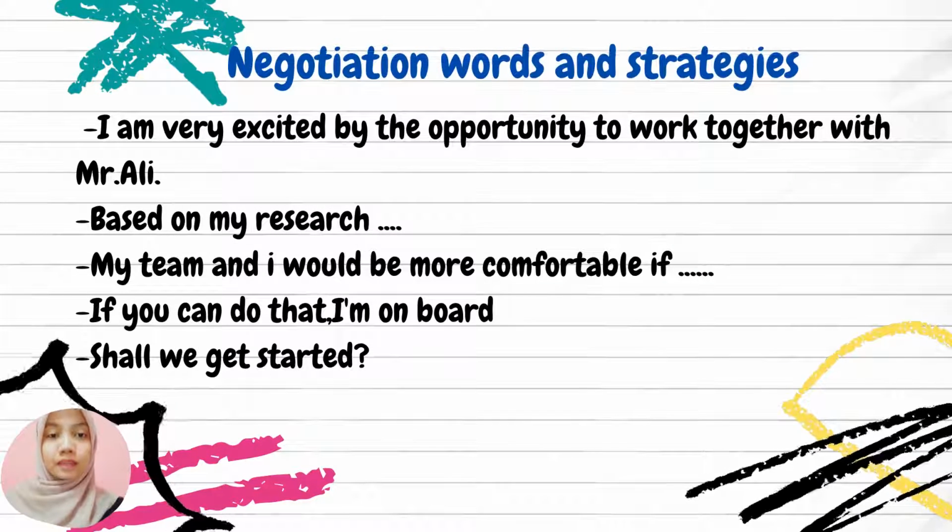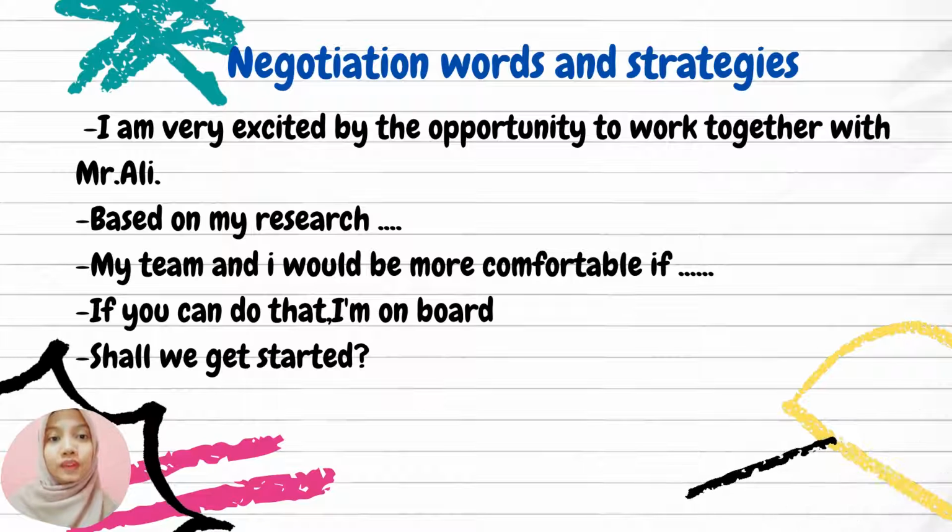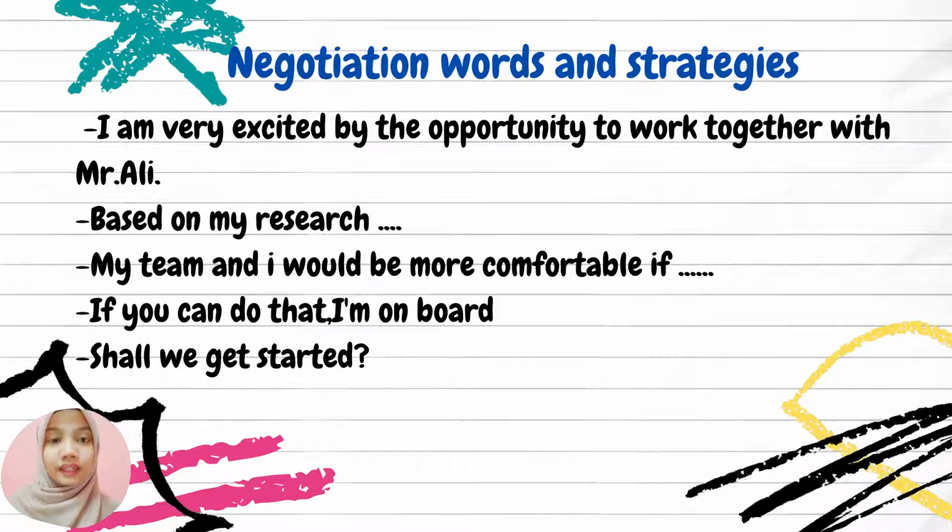Next, these are some examples of negotiation words that we can use in our discussion. The first one is, I am very excited by the opportunity to work together with Mr. Ali. Second, based on my research. Third one, my team and I will be more comfortable if, then you add your point. For the fourth, if you can do that, then I'm on board. And the last one is, shall we get started?